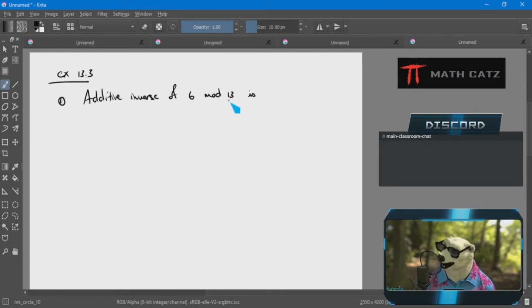So when I say I want 6 plus something to equal 0, I'm really saying, for my own intuitive purposes, 6 plus something equals 13, and therefore it's 7. I sort of revealed it there by accident. Additive inverse.